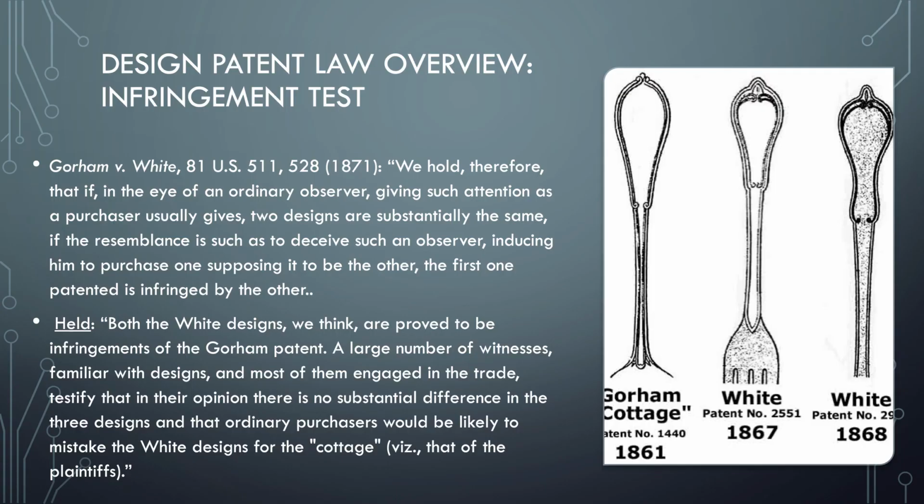And so here's the rule of law from the US Supreme Court in 1871. We hold, therefore, that if, in the eye of an ordinary observer, giving such attention as a purchaser usually gives, two designs are substantially the same, if the resemblance is such as to deceive such an observer, inducing him to purchase one, supposing it to be the other, the first one patented is infringed by the other. Now that's the basic test. This idea of an ordinary observer is going to be conned or tricked into thinking that they're getting something that belonged to the plaintiff of the design patent.